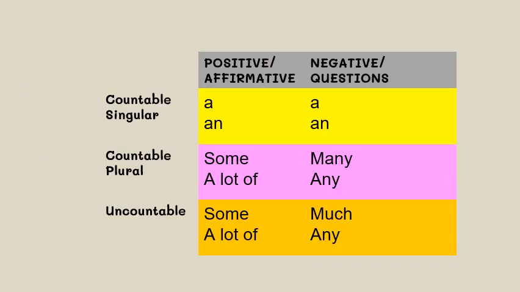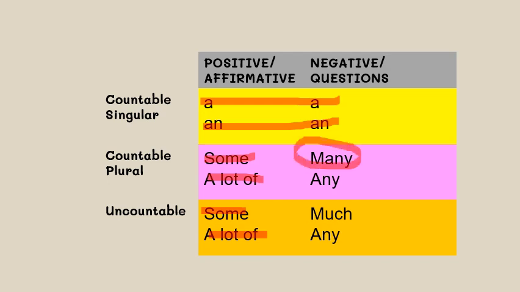So for countable, you use a and an. Sama for negative. And then countable plural dengan uncountable tengok sama tau. Some, a lot of. Uncountable pun some and a lot of. Yang berbezanya hanyalah this one: many and then much. There's actually an easier way to remember, but nak bagi you fahamkan dulu.